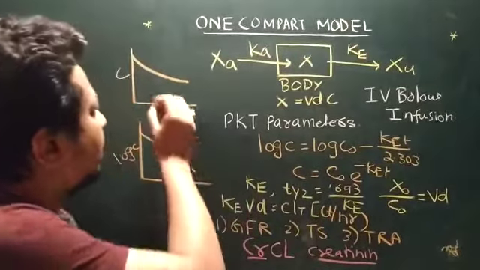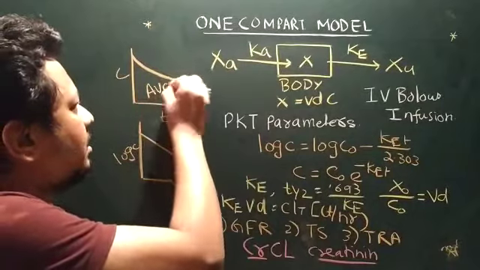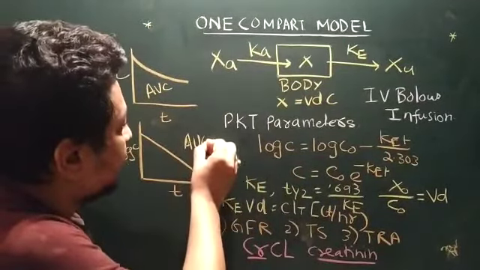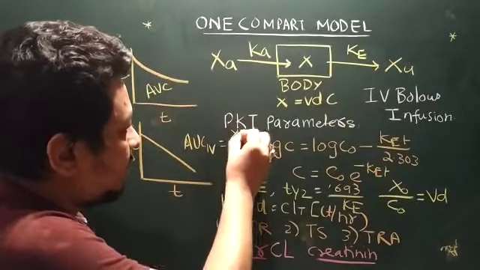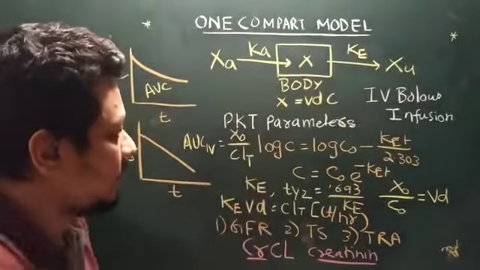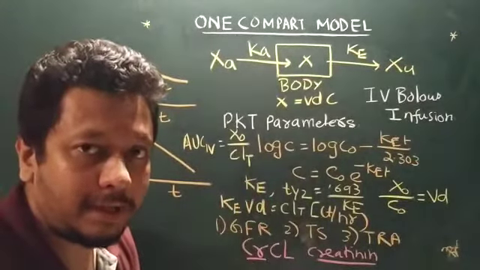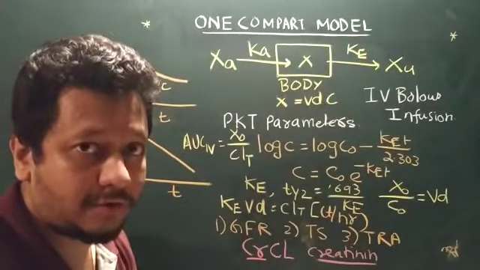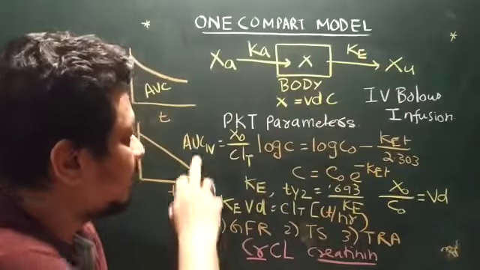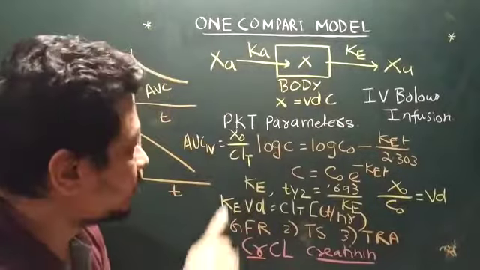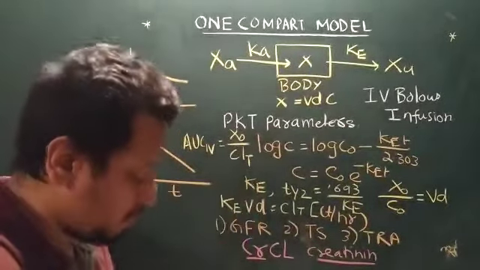That's why we use the term AUC, area under curve, which is nothing but AUC IV equals dose upon clearance. If the availability of the drug in the blood is increased, it can lead to a toxic level. So that's why we have to remember to find out total clearance.